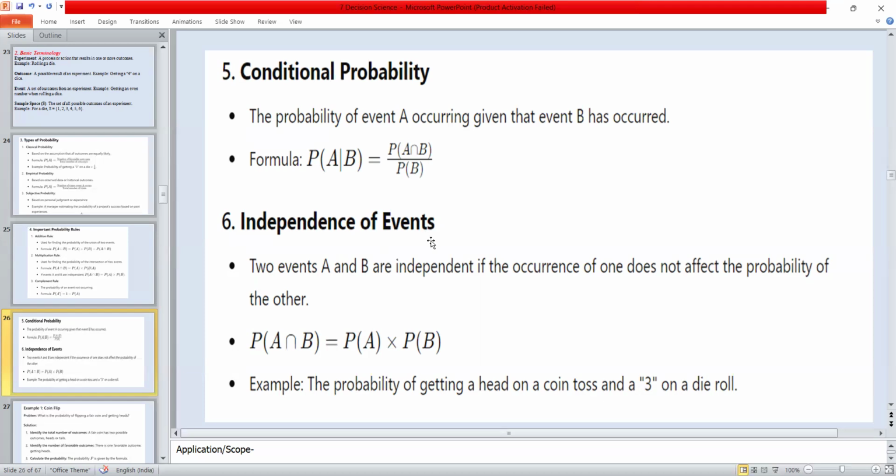Next is independence of events. Two events A and B are independent if the occurrence of one does not affect the probability of the other. So probability of A multiplication B is equal to probability of A into probability of B. For example, the probability of getting a head on a coin toss and a 3 on a dice when we are rolling it.